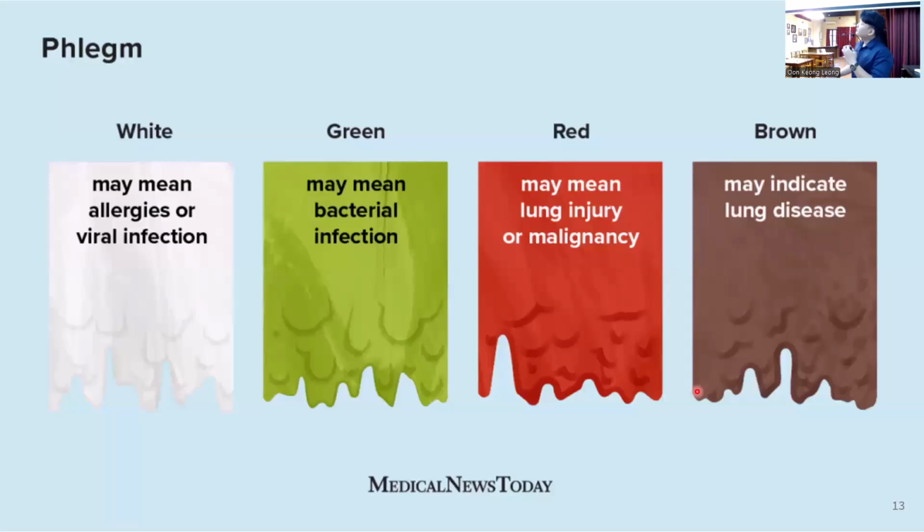Different colors of sputum indicate different things. Clear or white sputum indicates mild allergy or viral infections. Green sputum might indicate infection, while red means that you have lung injury or malignancy, which can also be lung disease.